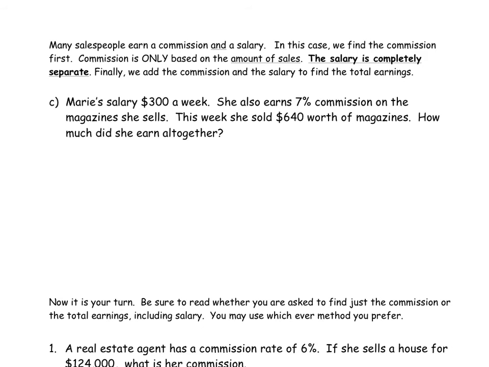So for instance, many people earn a commission and a salary, or sometimes it's called a base. In this case, we can find a commission first, and the commission is only based on the amount of sales. It has nothing to do with the salary. The salary or the base amount is completely separate. Finally, after we find the commission, we add the commission and the salary to find the total earnings. So when I do this and I mention salary or earns a base, I just put it to the side.